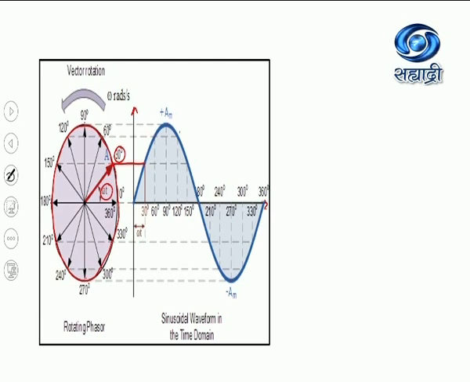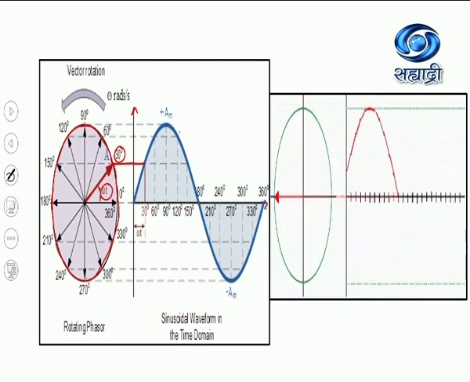So there are two ways of representing: one is the rotating phasor, and the other is its sinusoidal waveform in the time domain. Here is an animation with the help of which you will understand this concept very clearly. When this phasor completes one rotation, one wave is formed. So this is the similarity between the two ways of representation.